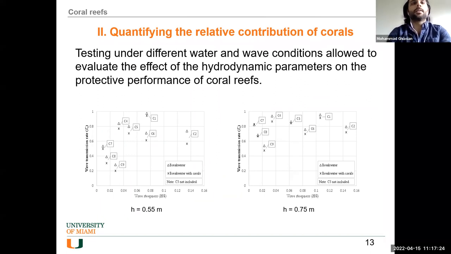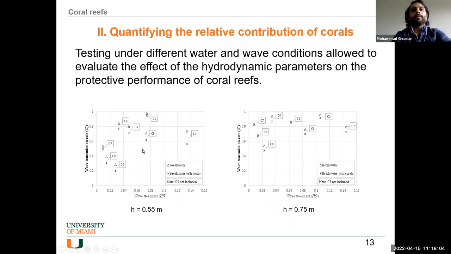Now the results from this phase were compared again. So at the left, we see the wave transmission rates and the right is the wave transmission rate in the deeper water. As you can see, the points correspond to the breakwater and the breakwater with corals. The transmission rate is the wave height after the structures over the incident wave height. So if we have more transmission, it means that the structure didn't affect the waves as much as we wanted. So the more transmission we have, the less wave energy dissipation we get.